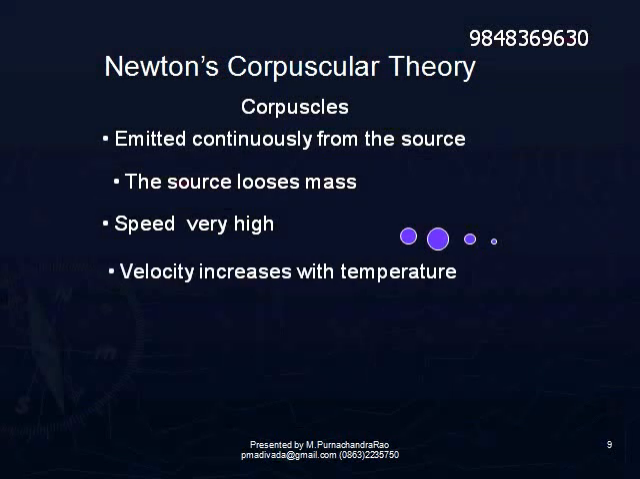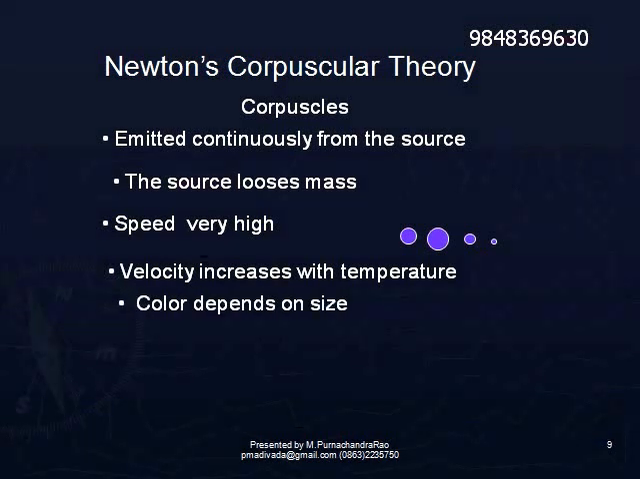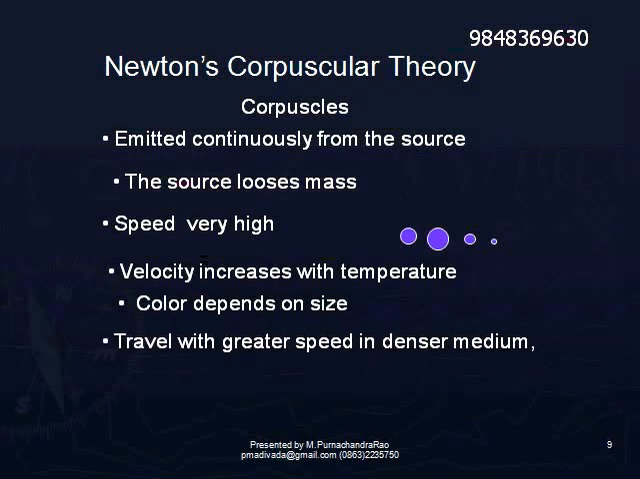These elastic particles travel with very high speed, and the speed of the particle depends on the temperature of the source. The speed depends on the temperature, and the color depends on the size of these elastic particles. We notice different colors of light. So he explained that color depends on the different sizes of these elastic tiny particles.